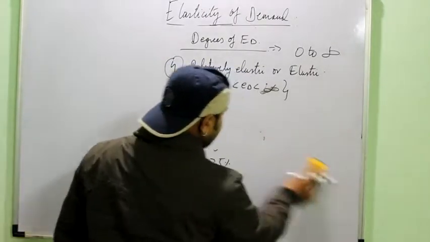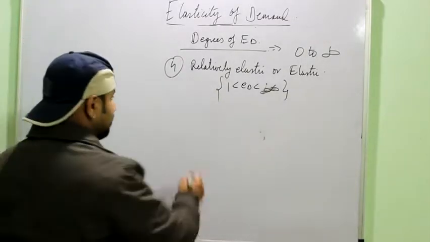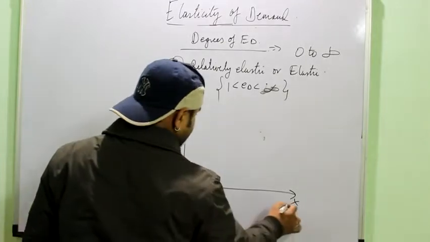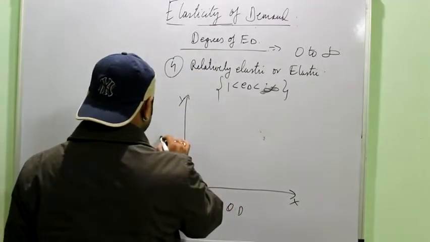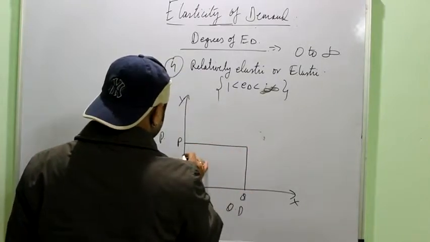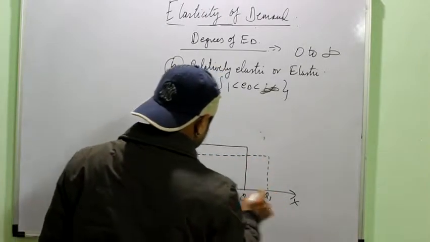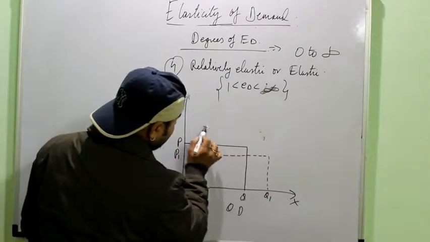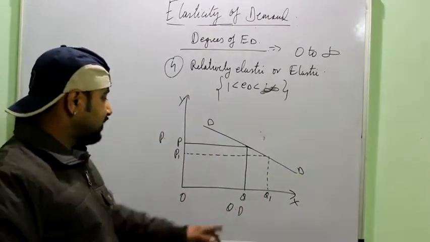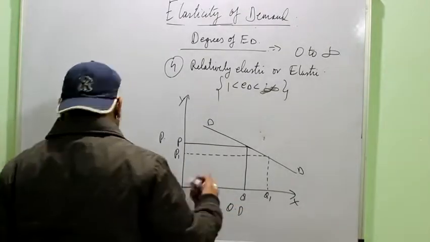Again, for the diagram we use the same logic. This time the gap between the quantity axis Q and Q1 would be more. Now again you can see that the change in the quantity is more than the change in price. So you have to just remember this logic for the three diagrams.